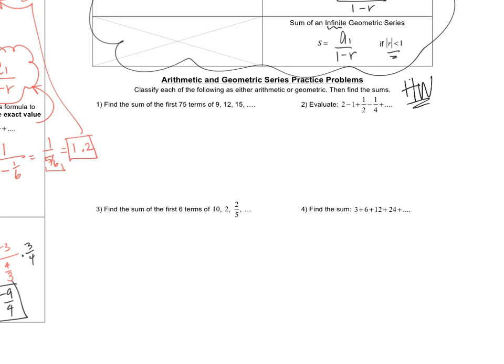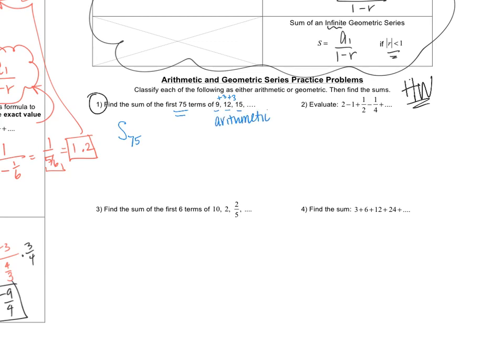Now that you've tried them yourself, we're going to look at the first one. It wants us to find the sum of the first 75 terms. So we're looking for S75. We need to figure out what kind of sequence this is. So we're looking at 9, 12, 15. So that's adding 3 each time. So for adding 3, we know that we're arithmetic.